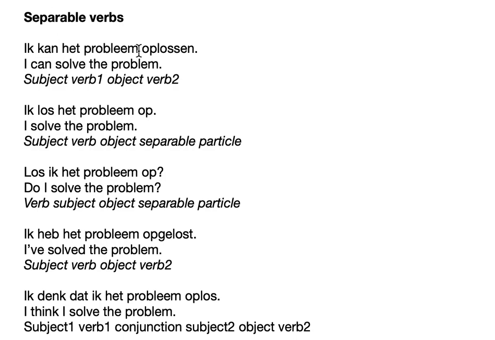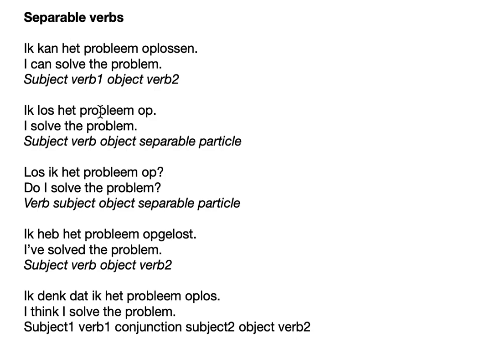Ik kan het probleem oplossen. I can solve the problem. And oplossen is a separable verb. Here it is not separated because it's in the infinitive. And as you know, separable verbs, even in the infinitive, go at the end. Verbs go at the end. You've heard it already 10 times or more in this video.